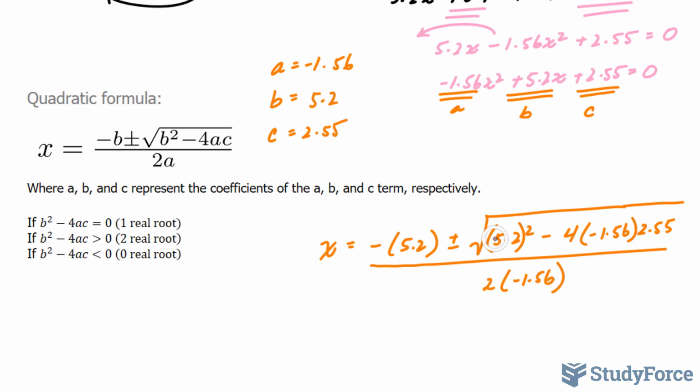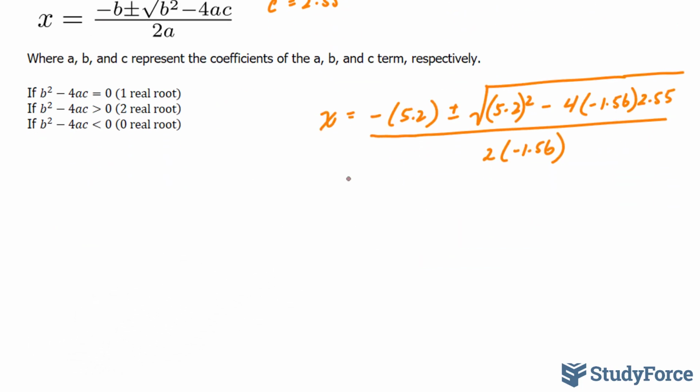Now, if this part right here, known as the discriminant, generates a number that is equal to 0, you have one solution. If this part generates a number that is greater than 0, you end up with two solutions. And if it's less than 0, you have no solutions. And what that means is that the curve will never pass the x-axis.